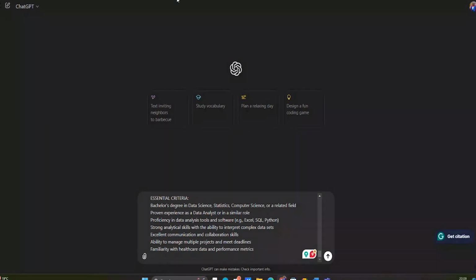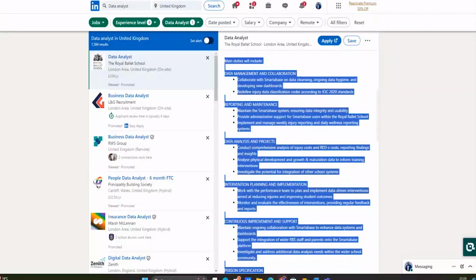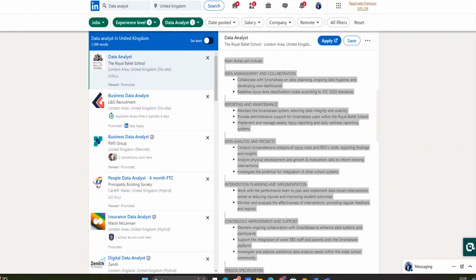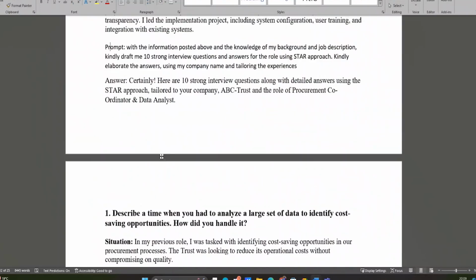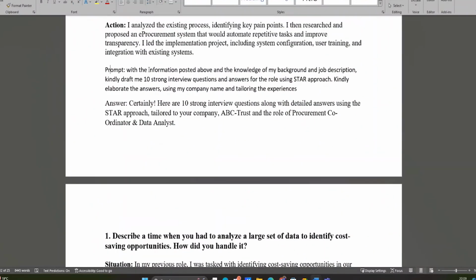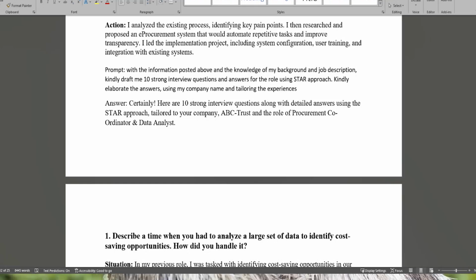So I'm going to paste this there and I'll say, yes, so this is where we are now. Going back to what I showed you the other time. Where's the prompt? Yeah, good. So it says, with the information posted above and the knowledge of my background. So this is what you're going to do. Once you have posted that, you send that. I'm applying for the role of a data analyst in A and B company or organization, and this is what they do, as you wrote it there.